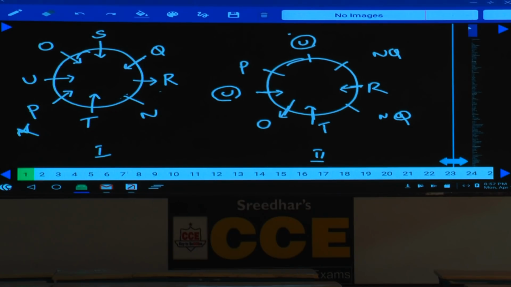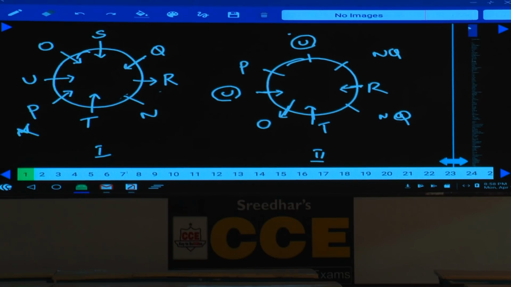The next one. N is seated second to the left of Q. Q faces the same direction as O. Q and O are facing the same direction. Q is not an immediate neighbor of T.